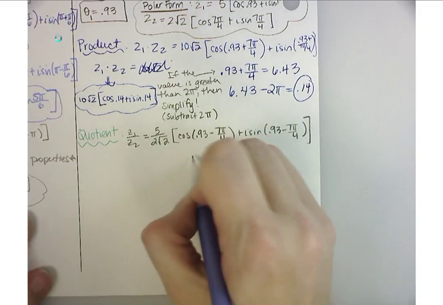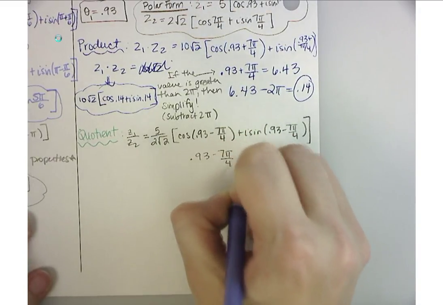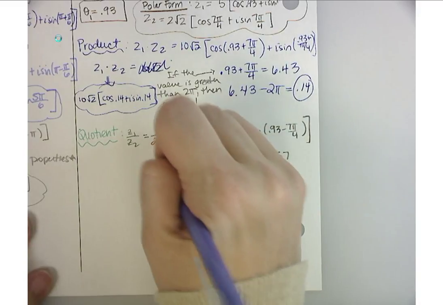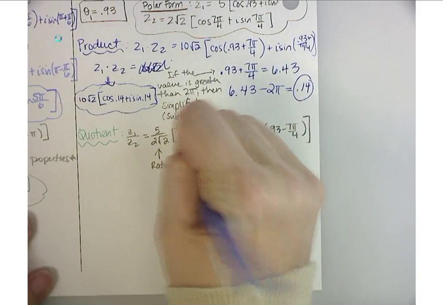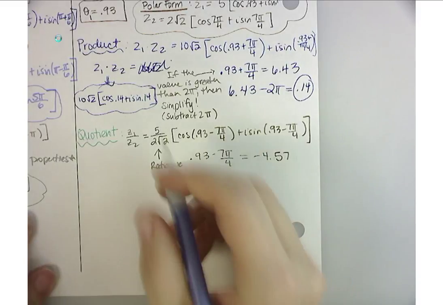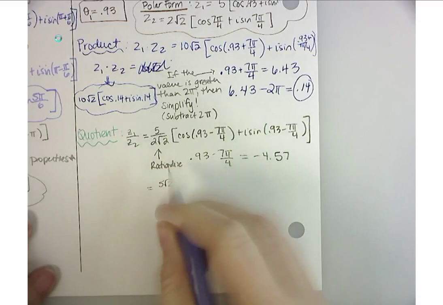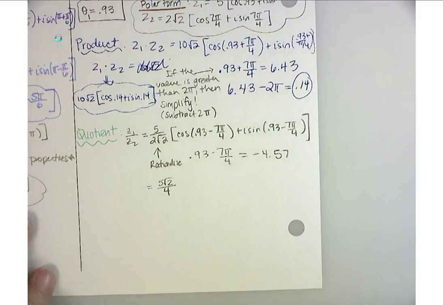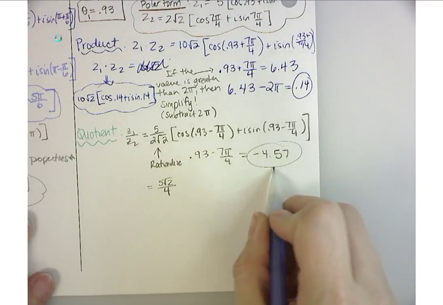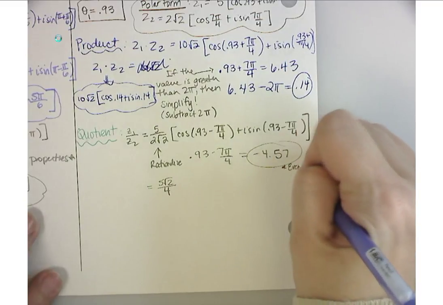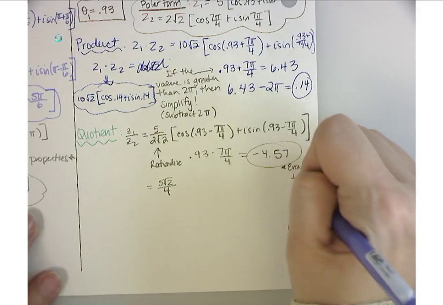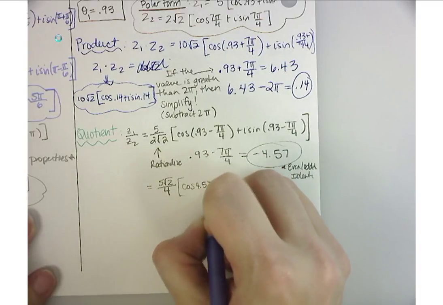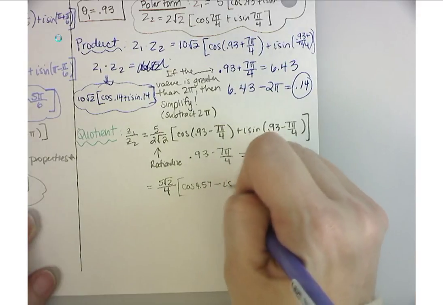Okay, and then what I do here is I'll do my subtraction. So it's negative 4.57, and then I'm going to do my rationalizing. If I'm rationalizing, what am I multiplying by the top and the bottom? Root 2. So then on the top I have 5 root 2. On the bottom I'm going to have 2 times root 2 times root 2, which is what? Okay, and then I'm also going to apply my even and odd properties. See how I got this negative here? That lets me know I have to use the even and odd properties. So then I have the cosine of positive 4.57, and then for the sine, again the negative comes out in front.